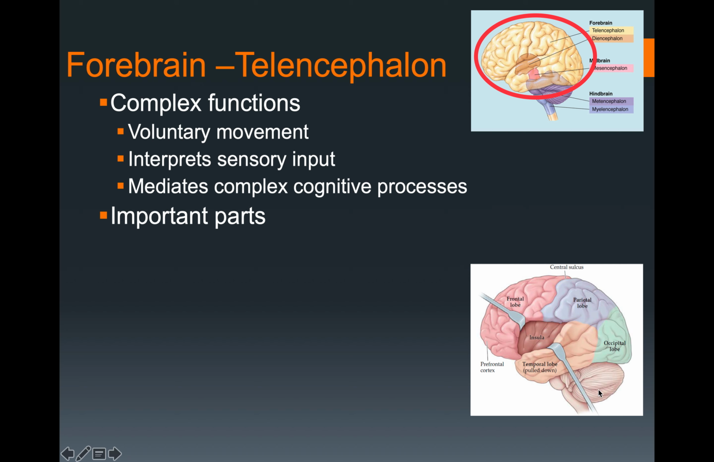So one way we can divide the telencephalon is into 4 lobes, although now there's starting to be a 5th one. The occipital lobe back here is involved primarily with analyzing visual information. The temporal lobe down here is involved in analyzing auditory information. It has some memory functions as well.